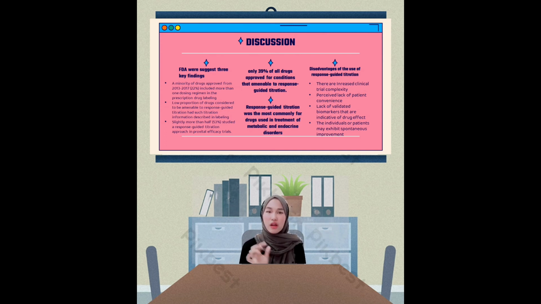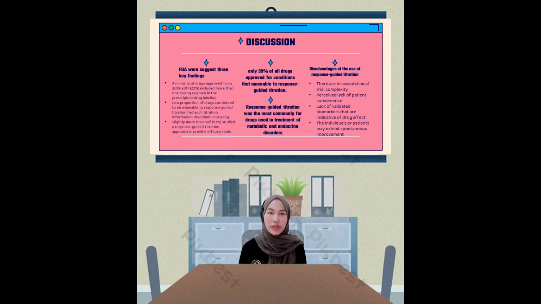First, a small number of drugs approved from 2013 to 2017, which is 22%, included more than one dosing regimen in the drug labeling. Second, most drugs considered amenable to response-guided titration had titration information in the labeling. Third, for drugs in which response-guided titration is described in labeling, slightly more than half, which is 53%, studied the response-guided titration approach in efficacy trials.